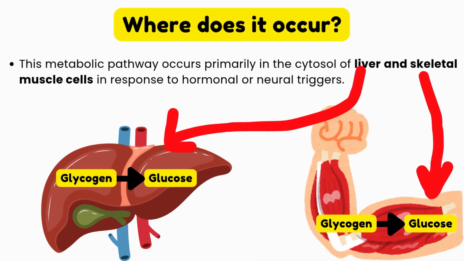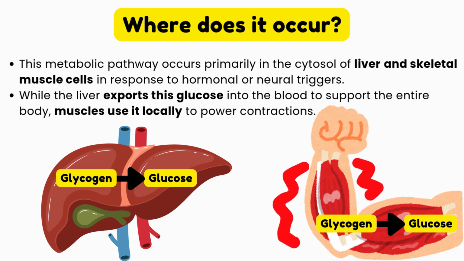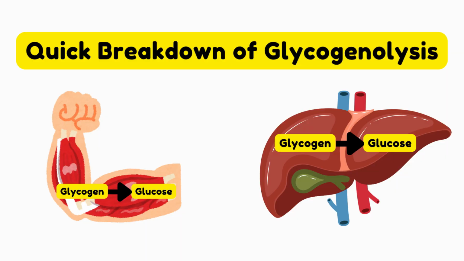This metabolic pathway occurs primarily in the cytosol of liver and skeletal muscle cells in response to hormonal or neural triggers. While the liver exports this glucose into the blood to support the entire body, muscles use it locally to power contractions. So, a quick breakdown of glycogenolysis.